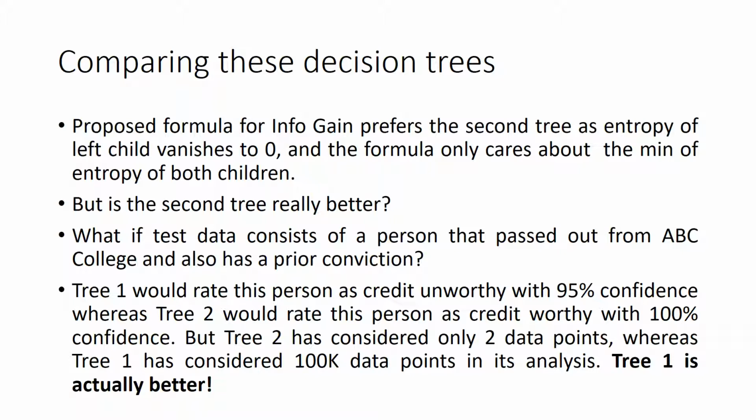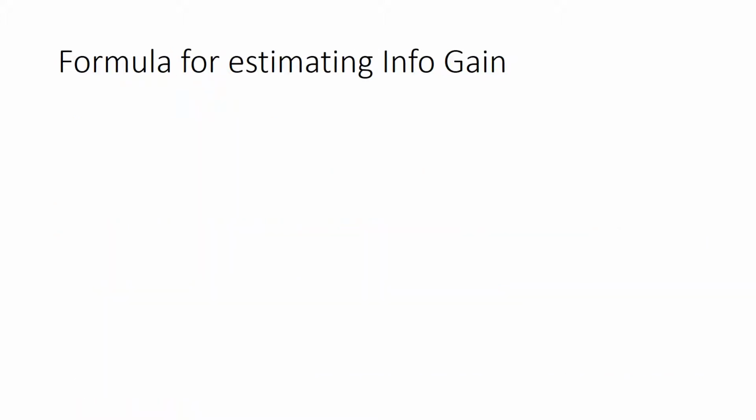So tree 1 is actually better, but the info gain metric that we had created was actually preferring tree 2, which means we have to discard it. We have to discard this metric. But before we discard this metric, let's see what went wrong. What did we do wrong? Why did it prefer tree 2 instead of tree 1?